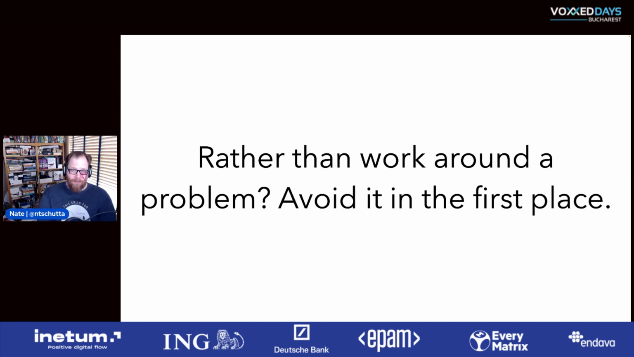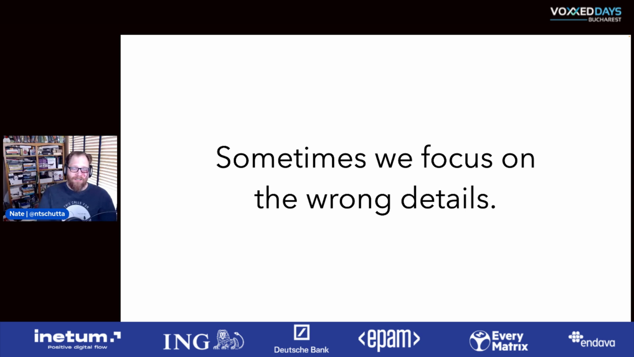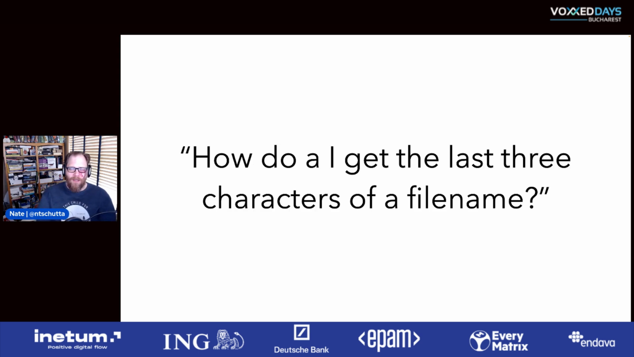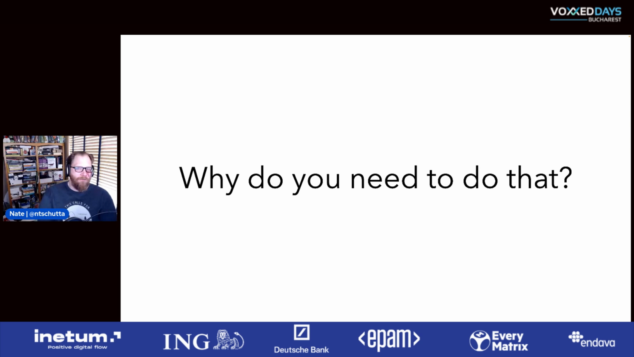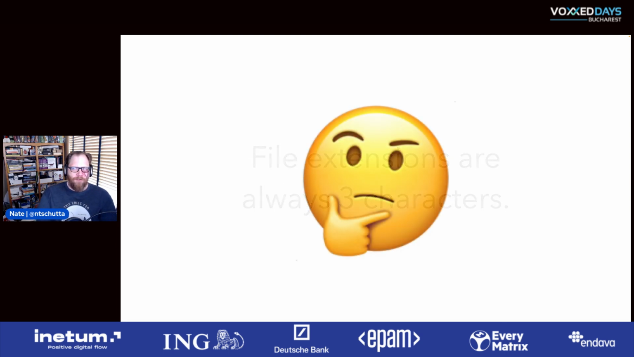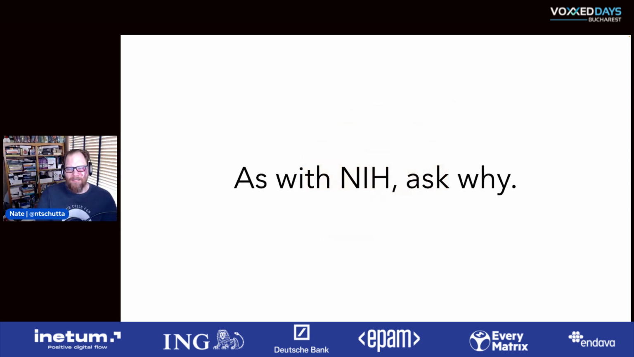Now, we also have this tendency to sometimes focus on the wrong details, or we make a lot of assumptions. So if you have an engineer come to you and say, hey, how do I get the last 3 characters of a file name? Your first reaction should be, why do you need to do that? Well, file extensions are always 3 characters, and I need to get the file extension, so I just want the last 3 characters. Okay, but that's like a legacy constraint, and there are many files now that don't have a 3-character file extension. So what do you really want? You want the file extension. That's a different problem. As with NIH, ask why.